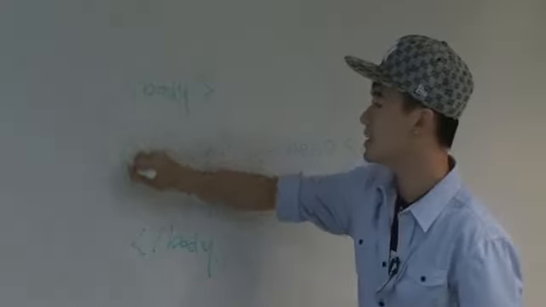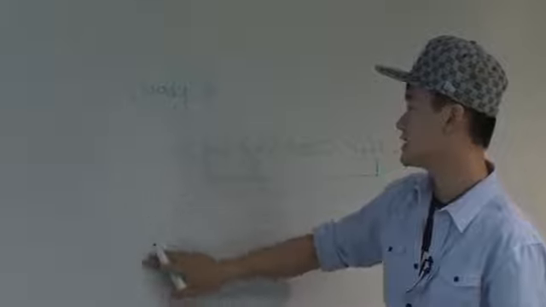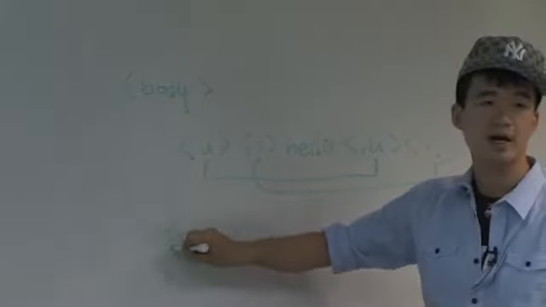Another one would be, I guess, indentation. So if body is indented here, but at the bottom the close tag is lined up against, I guess, the rest of the body, that's another example of a bad style.